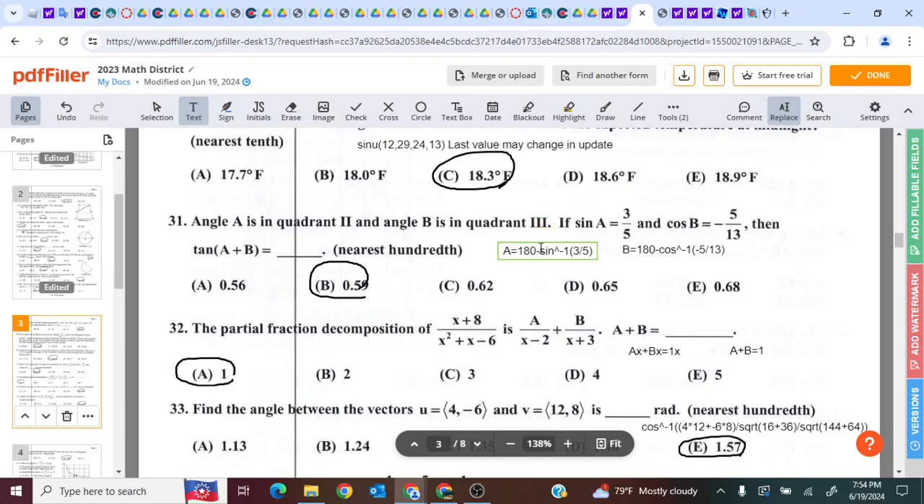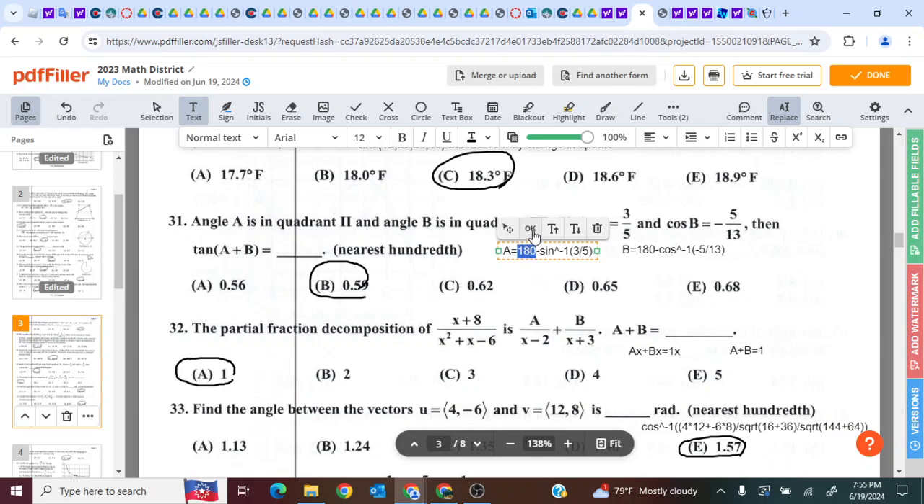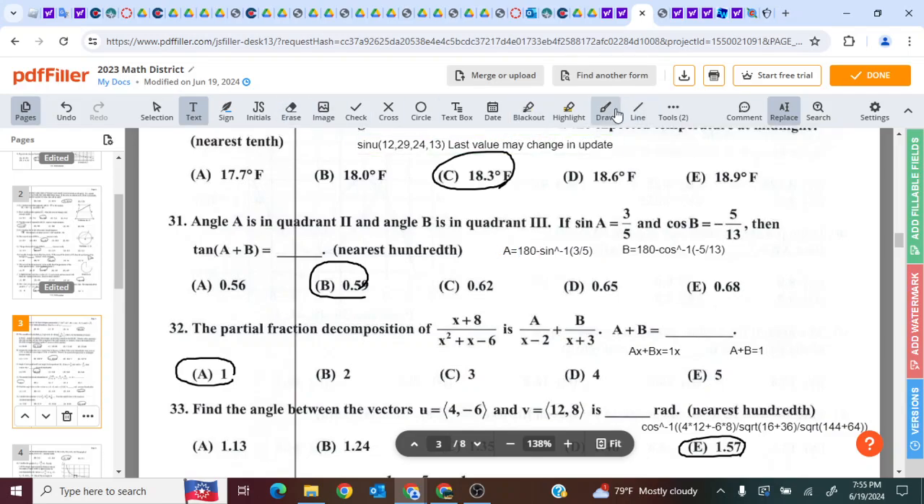First off, you can do sine inverse of 3 over 5 to figure out what possible angle it is. But because it's an angle in quadrant 2, you have to do the equivalent of that sine inverse of 3 over 5, which is gotten by subtracting that value from 180, because you can imagine the sine function looks like this.